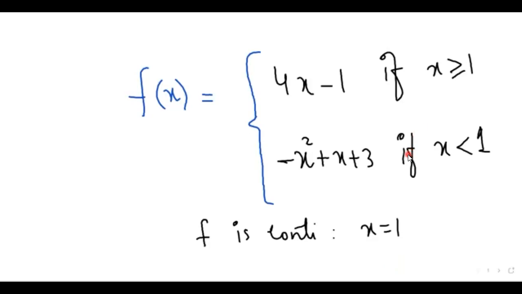So we are given this question to check whether the function is continuous or not. We are going to test its continuity. So the function is 4x minus 1 when x is greater than 1, then we are going to use this one. If x is less than 1, then we are going to use this one.